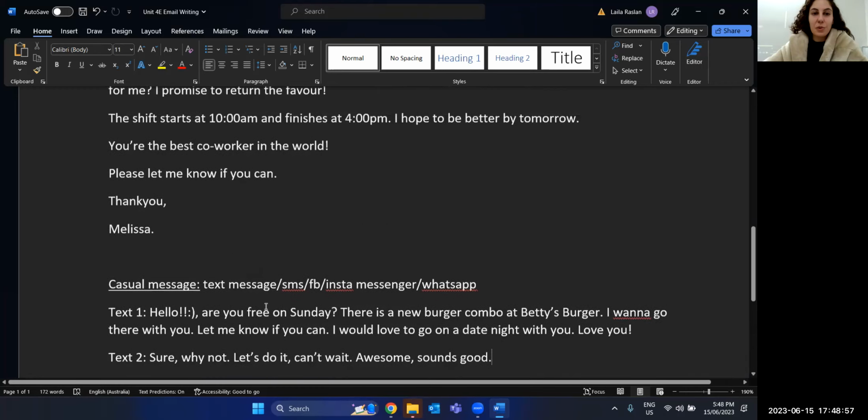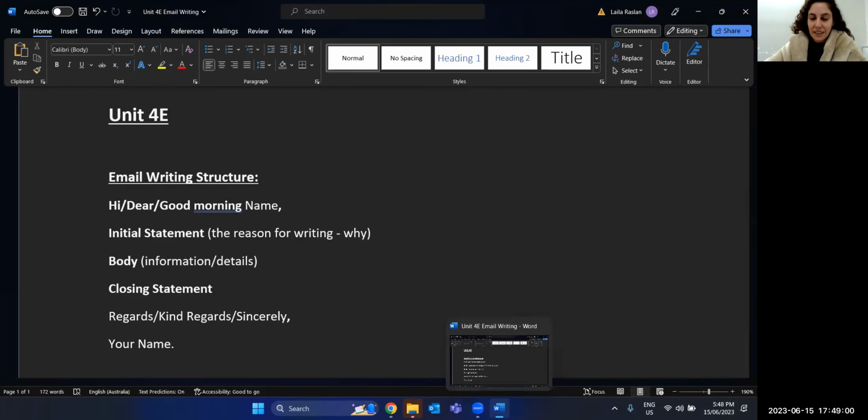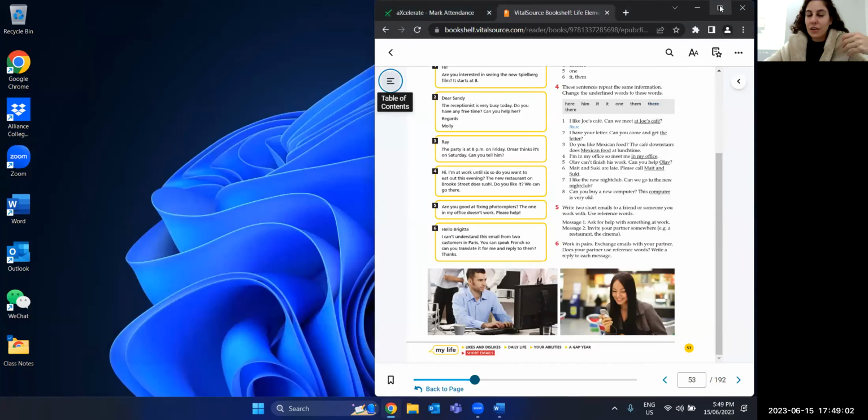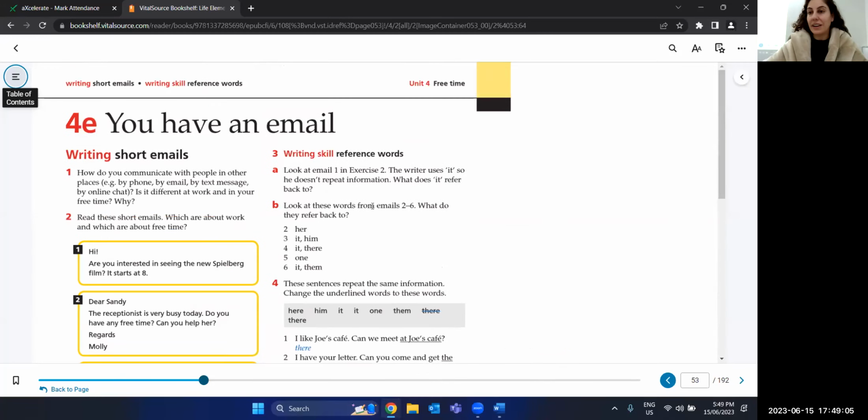Okay, so now that we know the rules, let's go back to our unit book. Keep that in mind as we continue learning, and then we practice writing our own email. So number 3, look at email 1. Remember, we said it was a free time casual. The writer uses it so he doesn't repeat information. What does it refer back to? It said, hi, are you interested in seeing the new Spielberg film? It starts at 8. It, what is it? The film, the movie? Yeah.